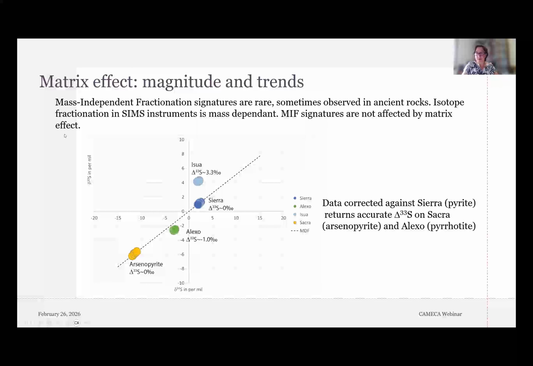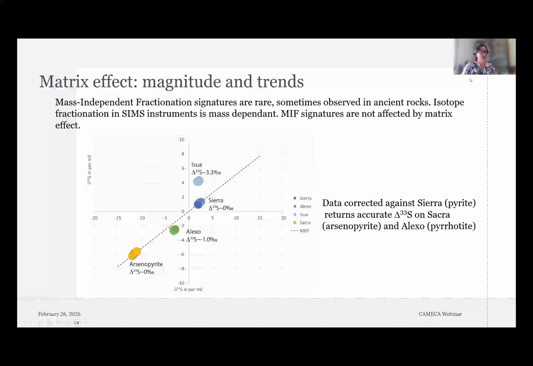In earth science, we are interested in looking at whether minerals, especially sulfides, are recording mass-independent fractionation signatures because they tell us about the environment in the early Earth. This is a very rare signature, but it's not really the type of fractionation we observe in our instrument.